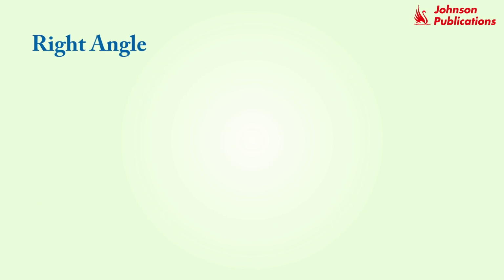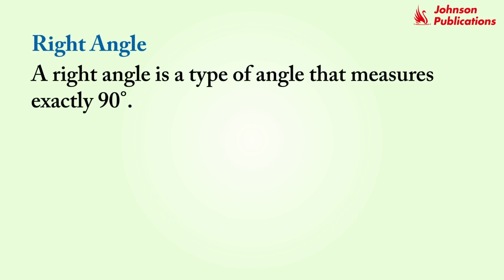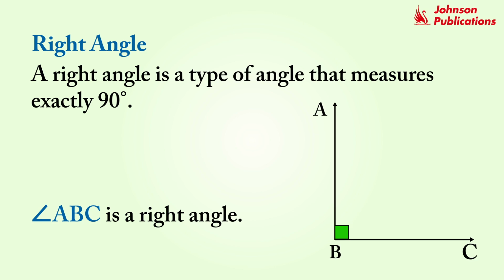Right angle. A right angle is a type of angle that measures exactly 90 degrees. Angle ABC is a right angle. We mark the right angles like this.